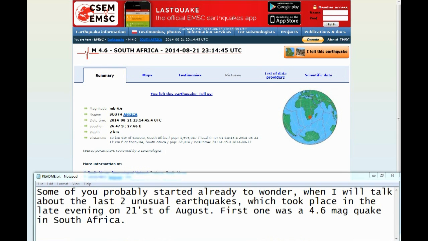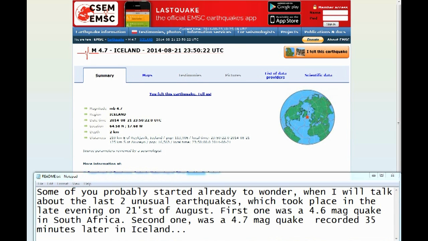Some of you probably started already to wonder when I will talk about the last two unusual earthquakes, which took place in the late evening on 21st of August. First one was a 4.6 magnitude quake in South Africa. Second one was a 4.7 magnitude quake recorded 35 minutes later in Iceland.